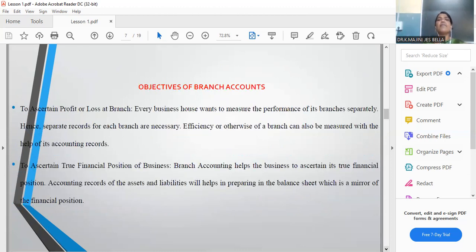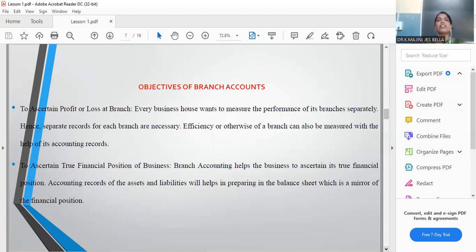Next, we can see the objectives of branch accounts. The first objective is to ascertain profit or loss at branch. That is most important, right? The owner of the organization, the top level officials, should know how much profit they are earning for the particular branch, right? So the first objective is to ascertain whether it is profit or loss.